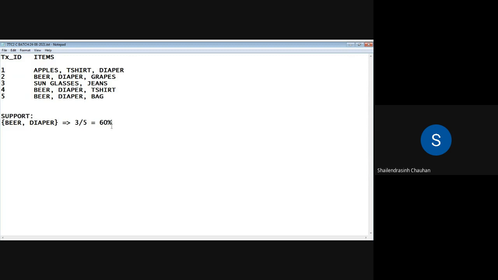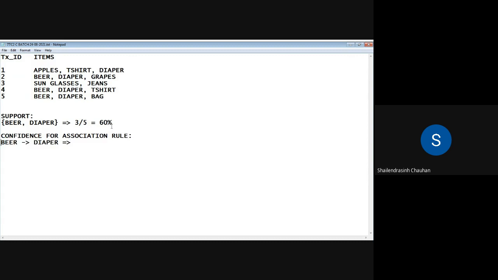And if you want to find out confidence, then confidence will be for an association rule. So we are trying to find out the association of beer given diaper. What is the meaning of this rule?